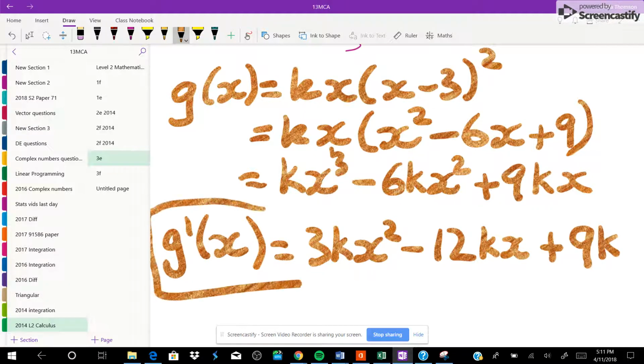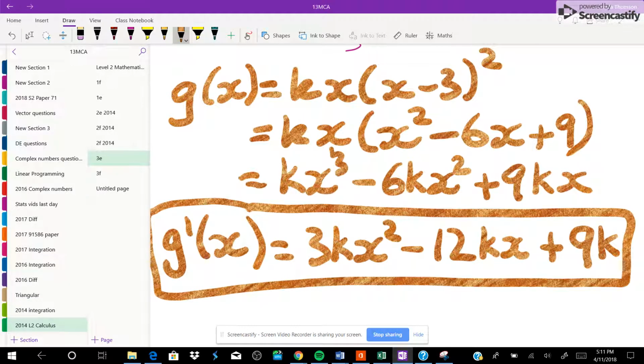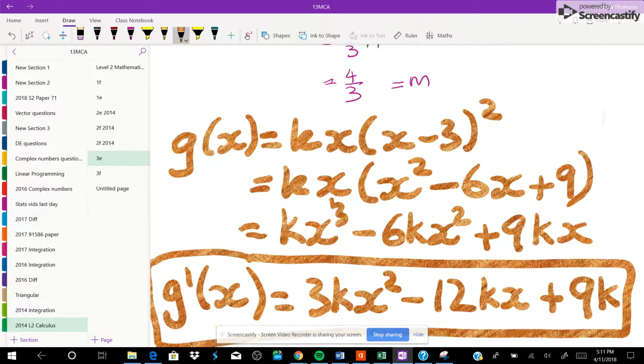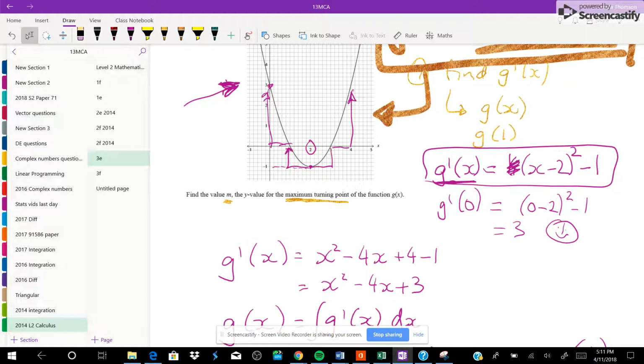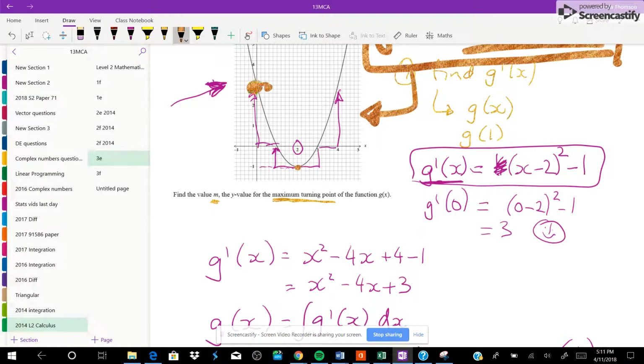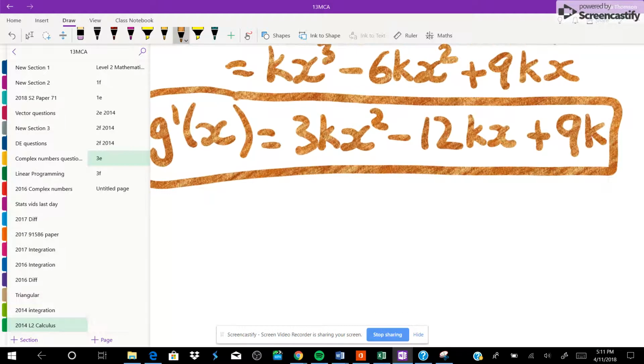Now, we've got this equation. The only thing we've got to work out is what k is. So we need to get a point from the gradient function graph. Let's have a look at the easiest point to use. We're looking for a scale factor, so we never want to work from the vertex because nothing will have happened there. Let's use this lovely easy point here, which is 0, 3. We're going to substitute that in and use that to get information about k.